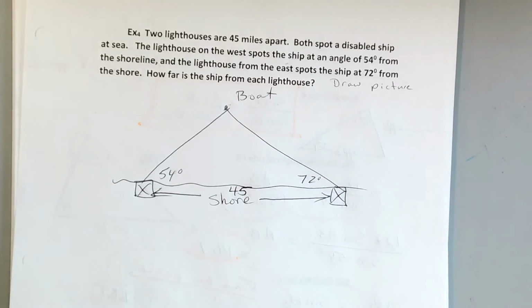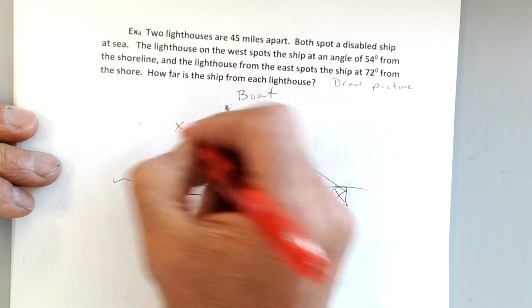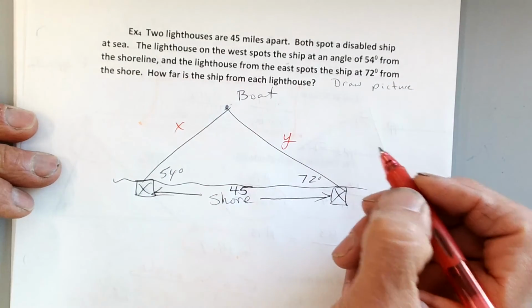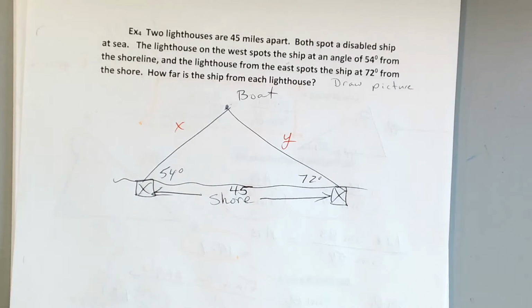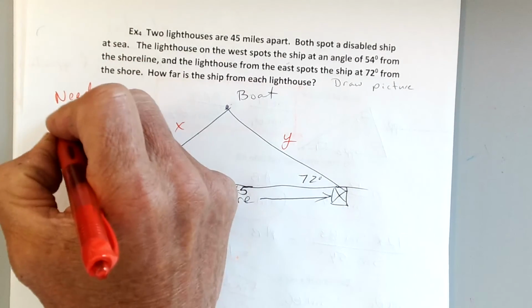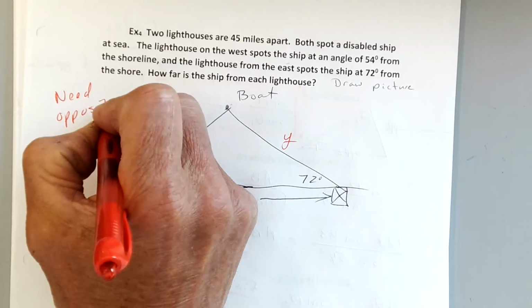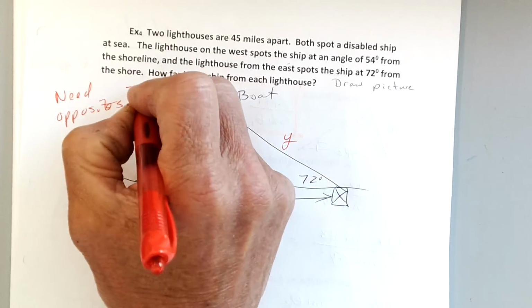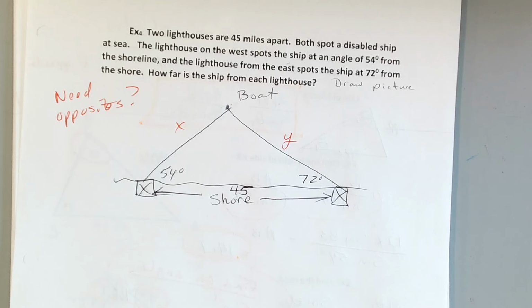So what I want to find is this distance, let's just call this X, and this distance, we'll call this Y, okay? Now, I don't have a pair of opposites. I need a pair of opposites, right? But I could get an angle, and have a pair of opposites.